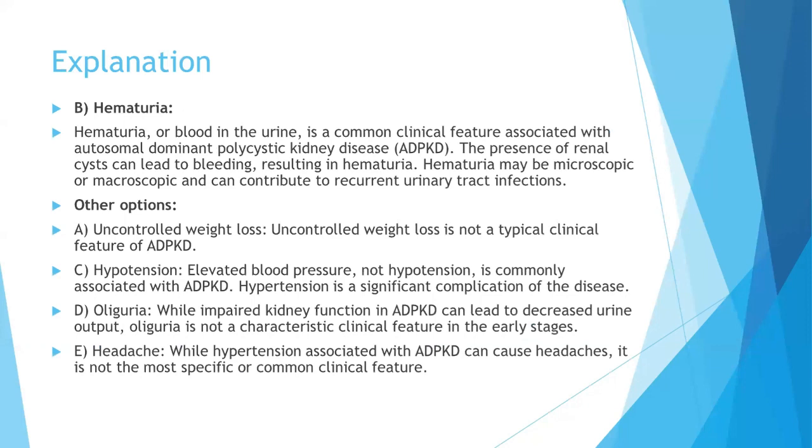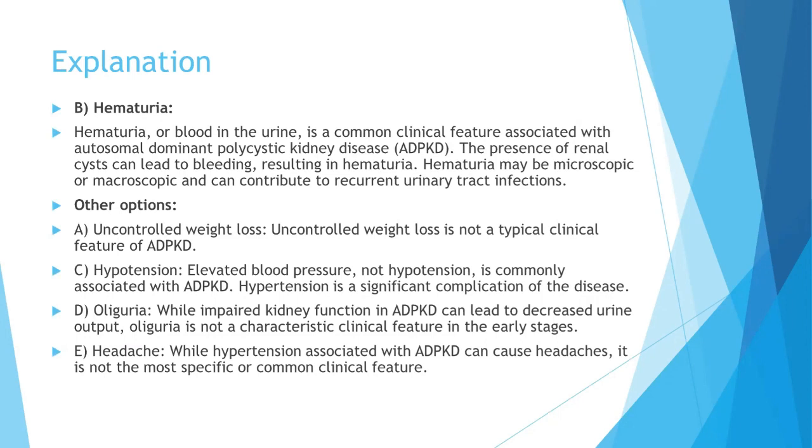Hematuria, blood in the urine, is a common clinical feature associated with autosomal dominant polycystic kidney disease. The presence of renal cysts can lead to bleeding, resulting in hematuria. This hematuria may be microscopic or macroscopic and can contribute to recurrent UTIs. Other options include uncontrolled weight loss. Uncontrolled weight loss is not a typical clinical feature of ADPKD.